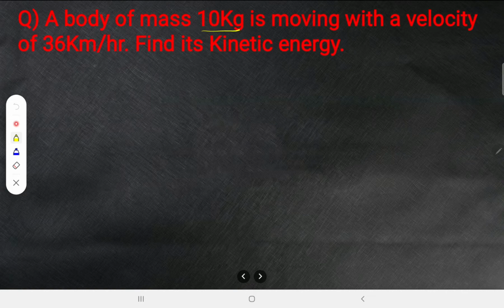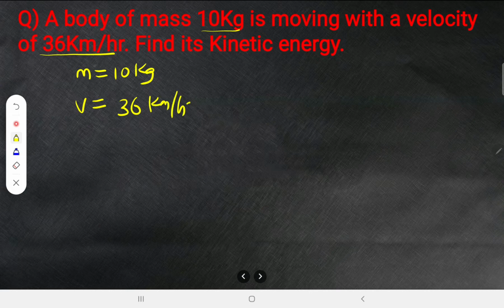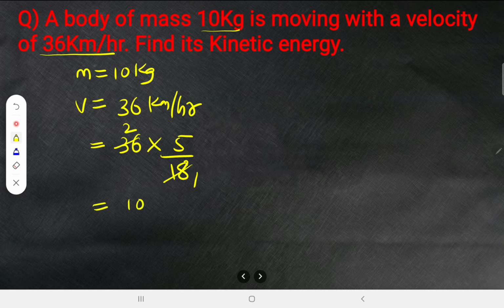A body of mass 10 kg is moving with a velocity of 36 km per hour. So the velocity of the body is 36 km per hour, but we have to convert this into meter per second. How to convert? That is 36 into 5 by 18. What does this 5 by 18 mean? You have to go back to the motion video, watch it, and then come back so that you have complete detailing. So 18 ones are 18, twos are 36, so 2 into 5 is 10. It becomes 10 meter per second, the velocity of this body.